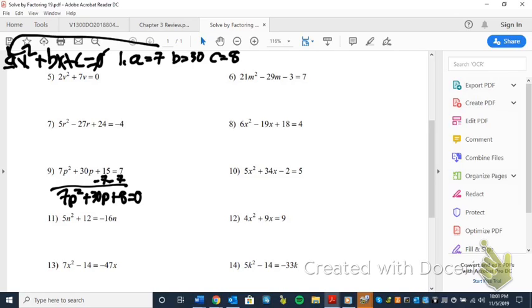So we are now going to go to step 2, which is multiply a by c. That's 56. Step 3. We want to find all of the factors of 56, the factor pairs of 56. Again, that simply means what two numbers are multiplied by each other to get 56. And then they need to add up to 30. So we have 1 and 56, 2 and 28, which is going to be our answer.